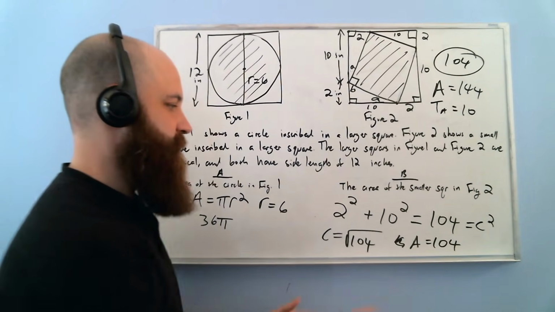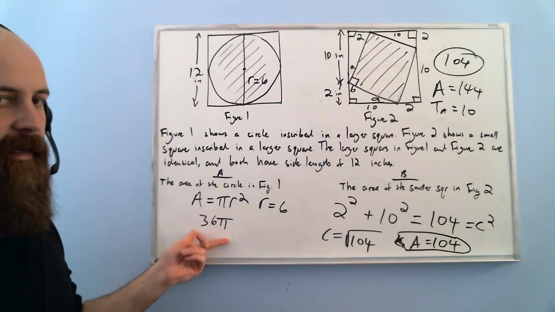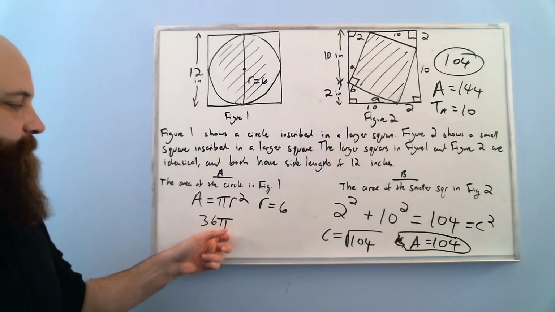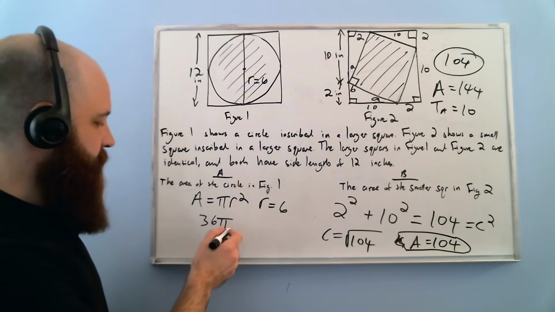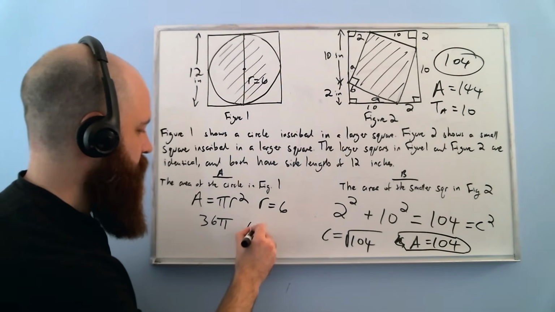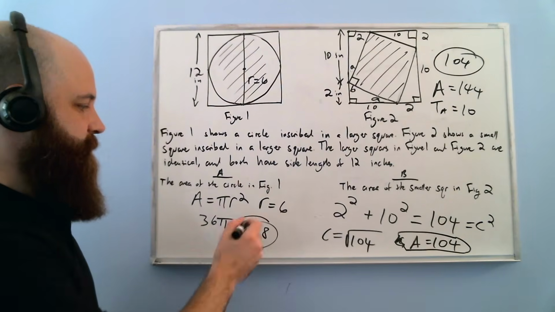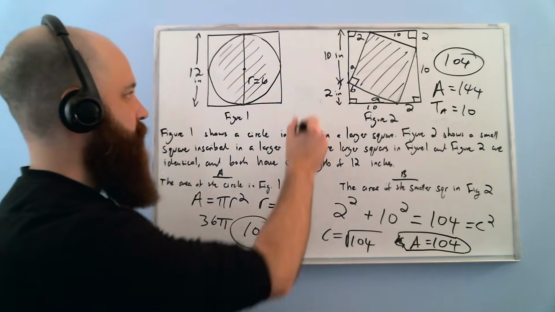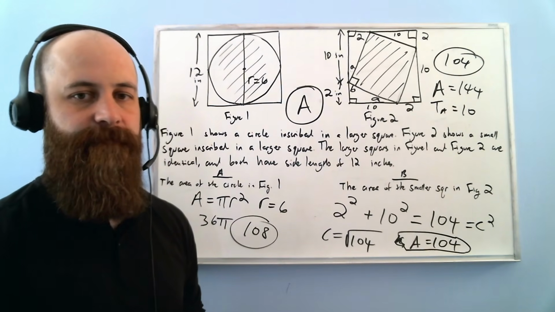Okay, so what's left? Well, I have to compare 104 to 36 pi, so don't want to forget about the pi. Pi is a little bit bigger than 3. Well, what's 36 times 3? So it's 30 times 3 is 90, plus 18 is 108. So 36 pi is a little bit bigger than 108, so that's going to be bigger than 104. So that gives us the correct answer of A for this one.